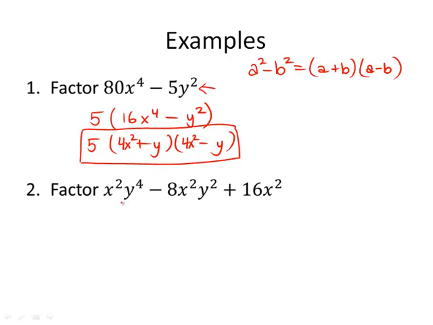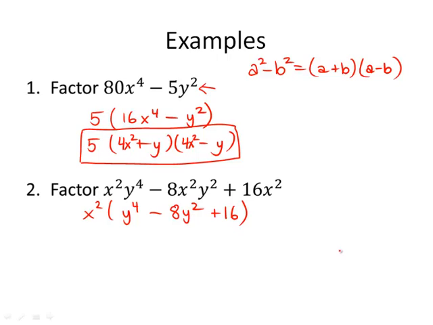In the next example here, we can also try and find the greatest common factor first. Is there a greatest common factor? Well, I think there's an x squared that is common to all, and that's about it. So let's take out that x squared. We're left with y to the 4 minus 8y squared plus 16.